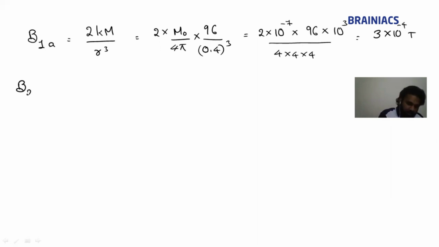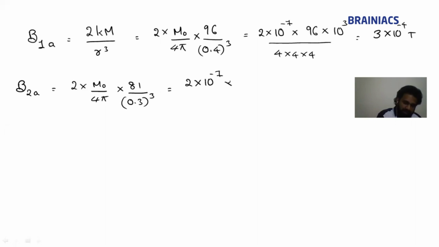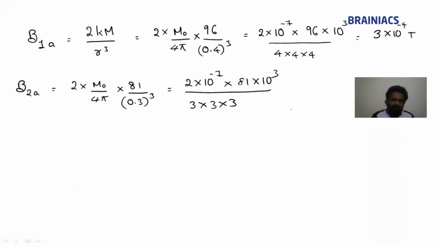Now, B due to 2 at the axial point is equal to what? 2 into mu 0 by 4 pi into 81 divided by 0.3 the whole cube. This is equal to 2 into 10 raised to minus 7 into 81 into 10 raised to 3 divided by 3 into 3 into 3. If we solve this, we will be getting 6 into 10 raised to minus 4 Tesla. Clear? Now we will take the resultant.